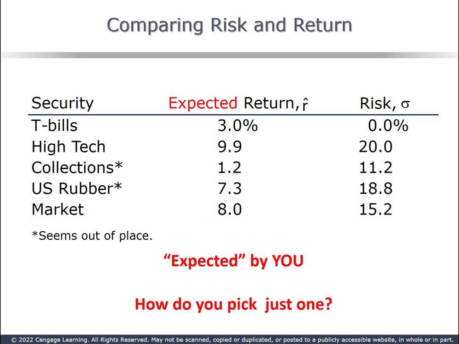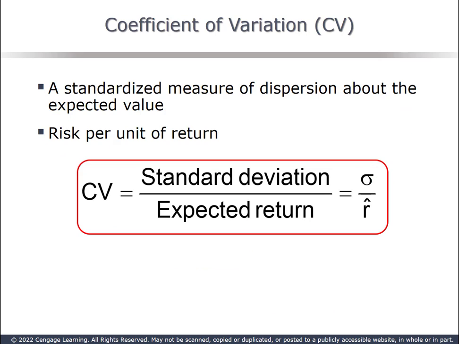Expected is expected by you. So how do you choose which asset to invest in? None have the same expected return or the same risk. The solution is the coefficient of variation: standard deviation divided by expected return. It's risk per unit of return. Lower is better. The coefficient of variation allows us to choose one asset to hold in isolation from a group of assets.